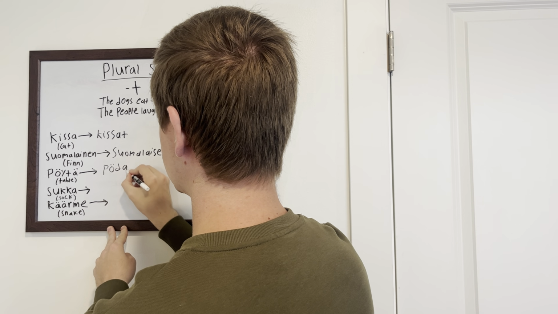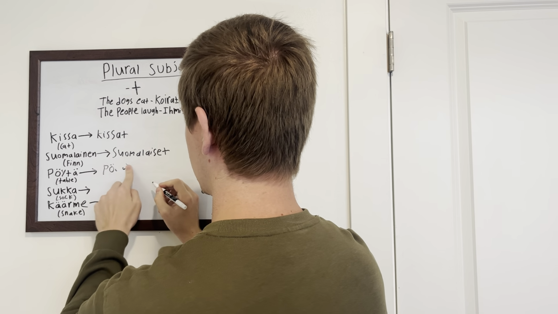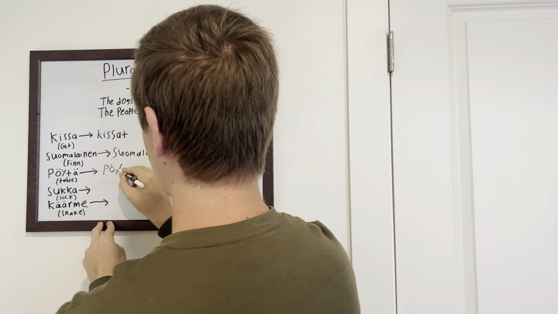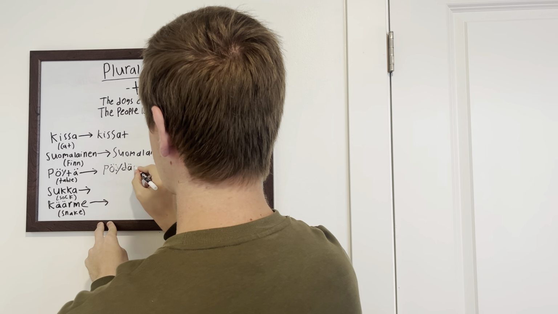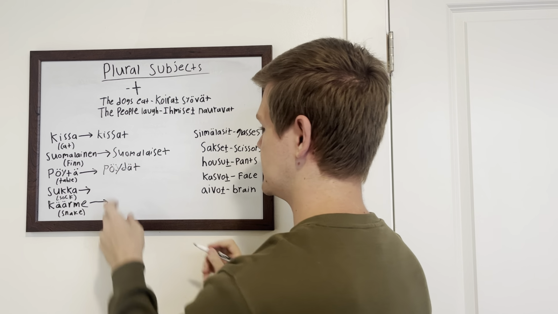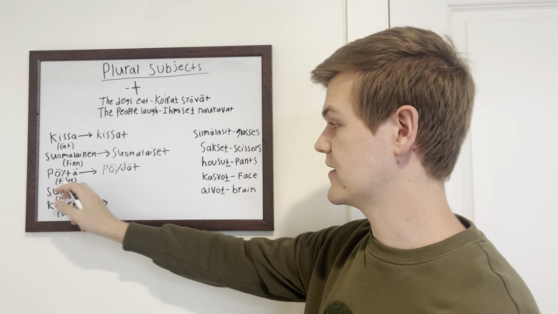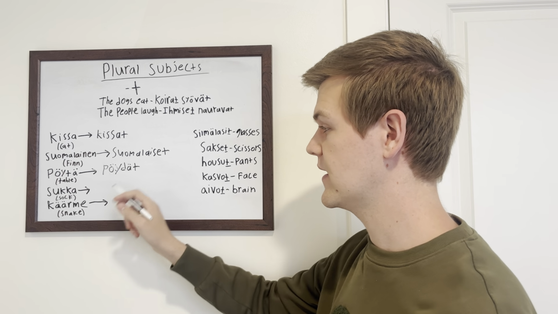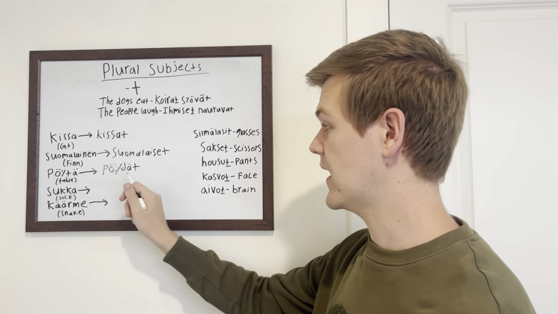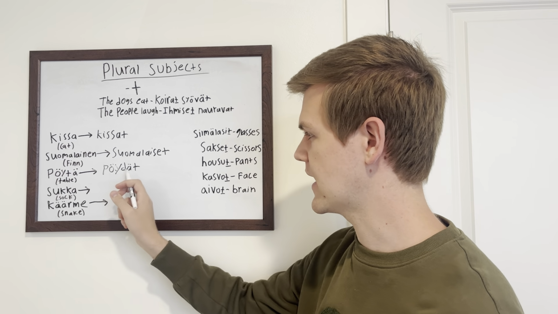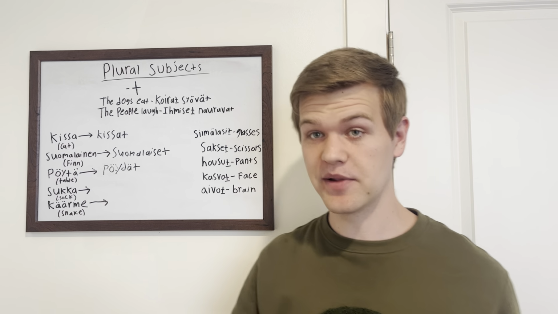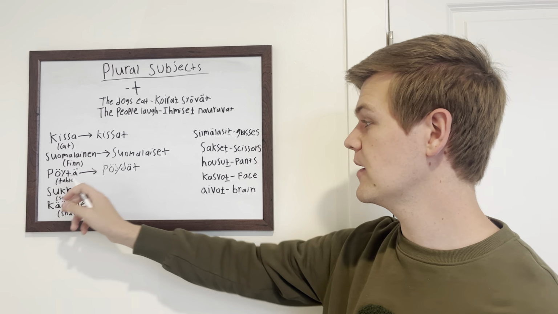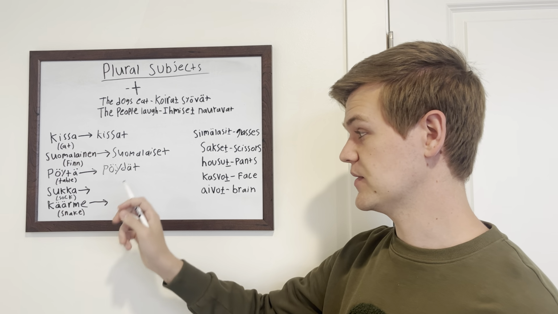we're going to have to, whoops, sorry, spelled that wrong. That. We're going to have to add a D right here instead of that T. So pöydät. Instead of pöytä, pöydät. We're going to soften that T to a D when we add our plural T. So pöytä is table, pöydät is tables.